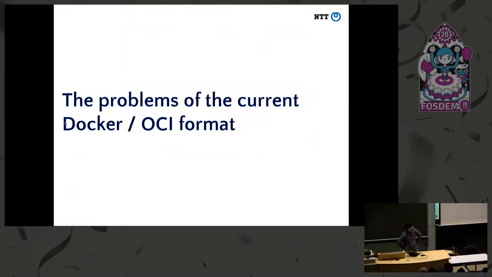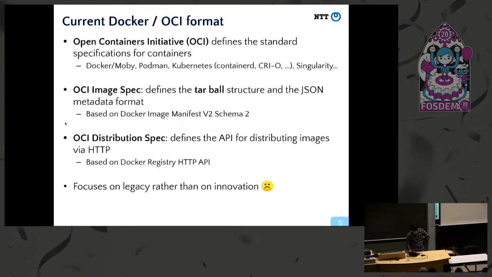So let's look into the problems of the current Docker and OCI image format. Most of container implementations, including Docker, Moby, FOSDEM, and containerd, and even Singularity conform to the OCI standard format. The OCI standard is based on the legacy Docker image format. So Docker and OCI focus on the legacy compatibility rather than making technical innovations.